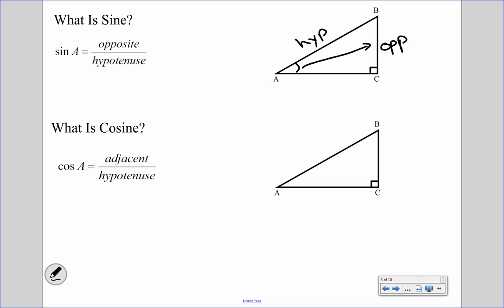Now, if we take cosine, the cosine of an angle is equal to the ratio of the adjacent side over the hypotenuse. So if we took angle A, our adjacent side is the side AC, and our hypotenuse is AB, once again across from the right angle. So those are the ratios we're going to use today.